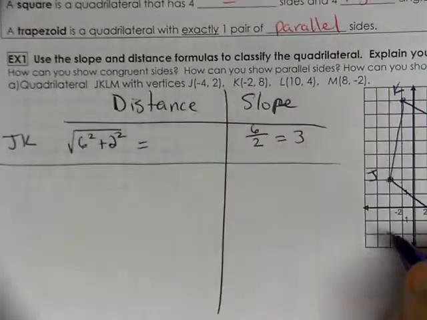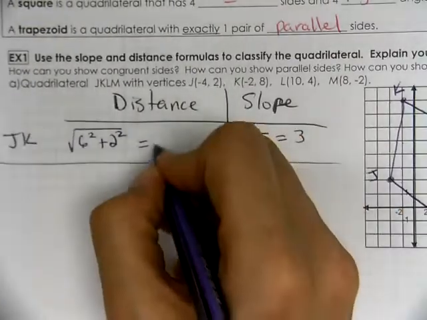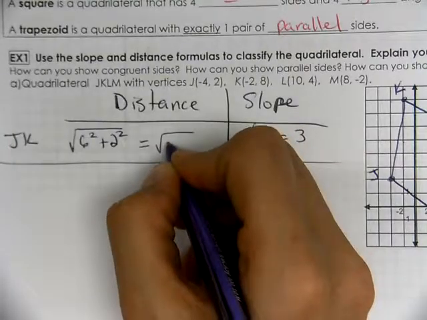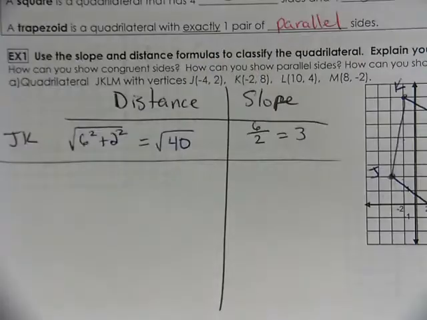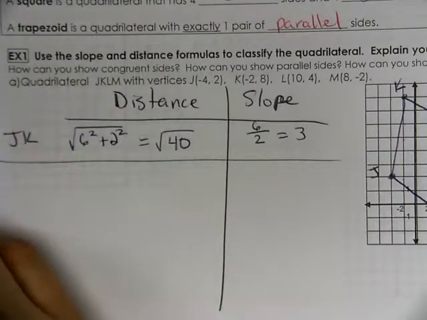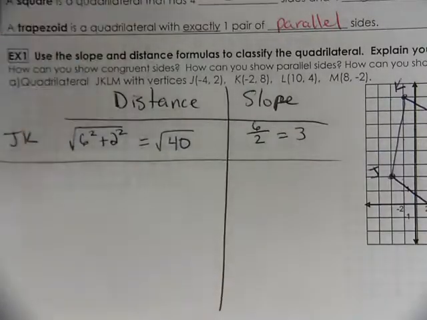So what's my distance here? Square root of 40. You do not have to simplify your distance. Unless it's like square root of 36 or something. You can just leave it. You don't have to put it in simplified radical form. You do not have to give me a decimal. So we're done for that one.